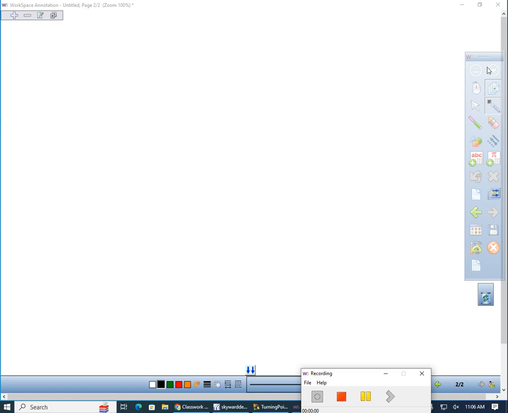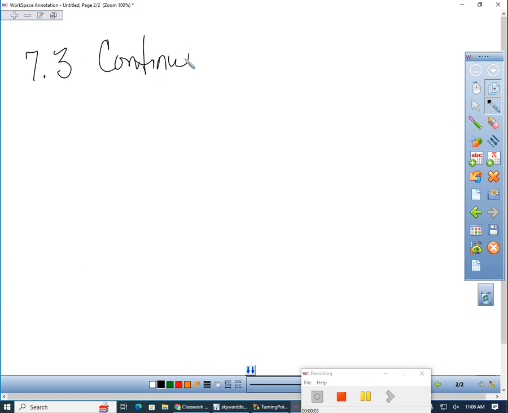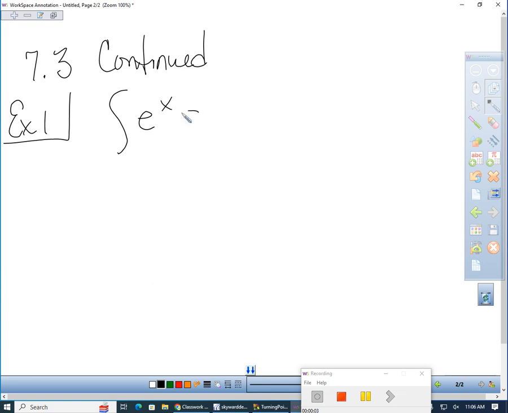So this is 7-3, continued. And we are going to talk about one that maybe looks like this. Let's say I have, here's example number 1. I have the integral of e to the x sine x dx.